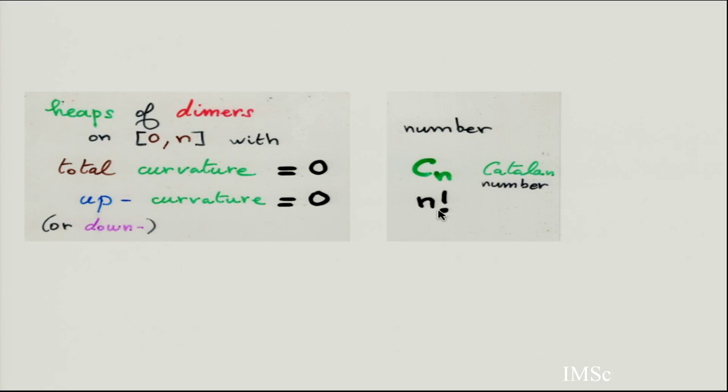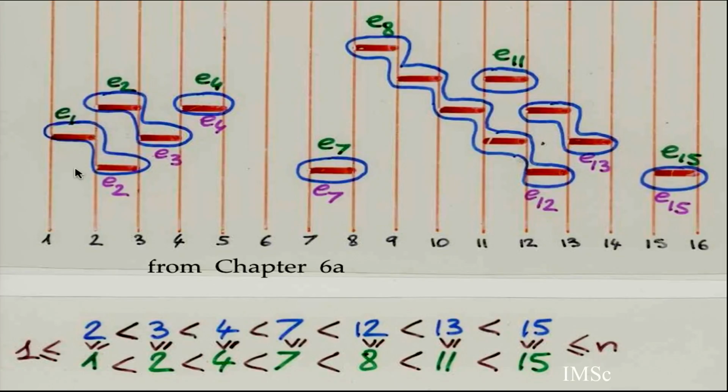Why? It's because if there is no curvature, it means that all the first points of each stair are visible. And this means that the indices are increasing. Same below. So this is exactly what we have seen in chapter 6a. This is a fully commutative element of the Coxeter group. So if all the indices of the first dimers are increasing, it means that you see all these left points in full light. Nobody is hidden.